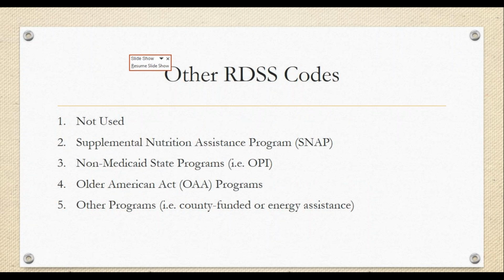And we have all the other RDS codes. Type B AAAs will have more options since they're doing Medicaid, but there's 22 codes. I'm just going to briefly go through each page because they're kind of self-explanatory. Number 4 is Older Americans Act, so if it has any activities related to that, you would pick number 4. OPI is number 3. You have county funded, number 5.